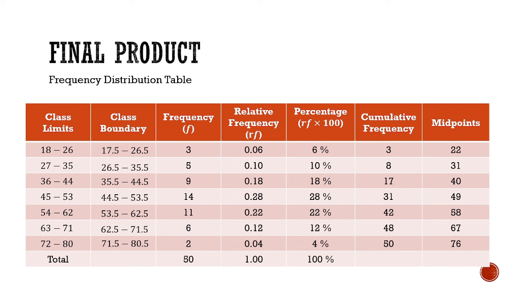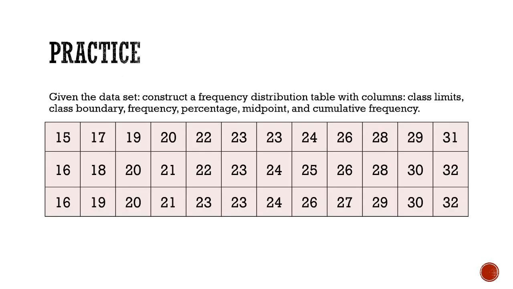Then we got the cumulative frequency and the midpoint. So that is how we construct our frequency distribution table. So para sa inyo, ito yung pang-practice niya. So given the data set, construct a frequency distribution table with columns and class limits, class boundaries, frequency, percentage, midpoint, and cumulative frequency.